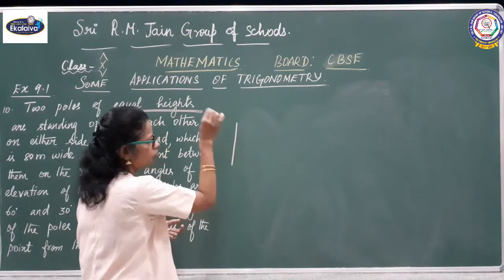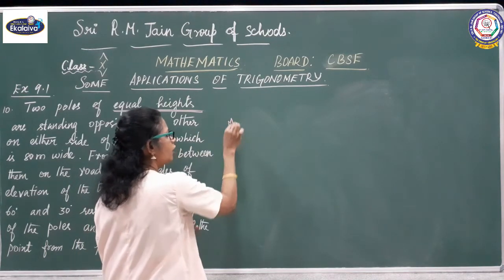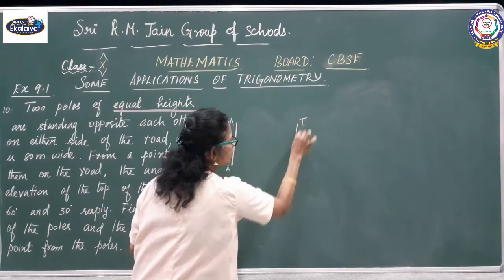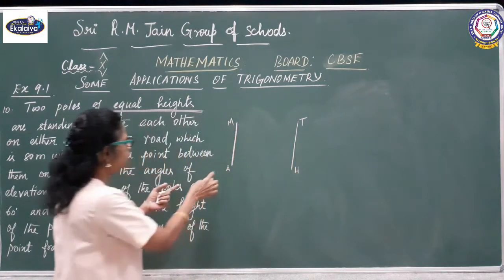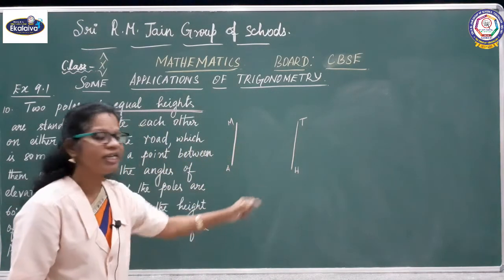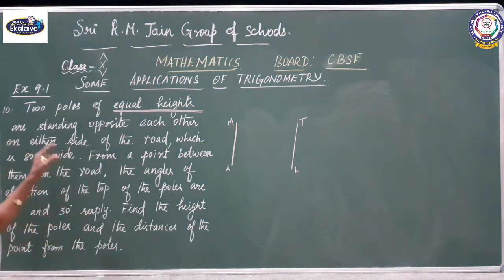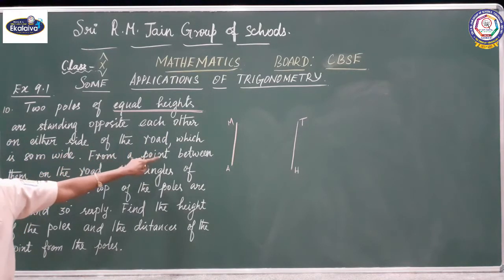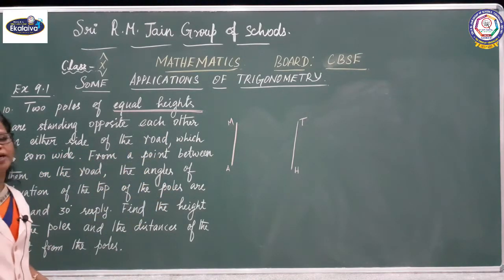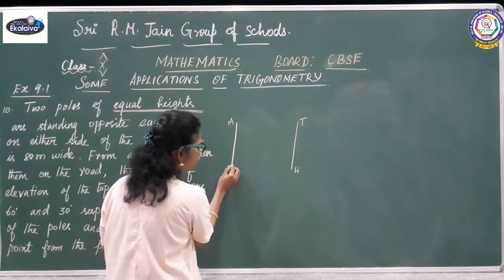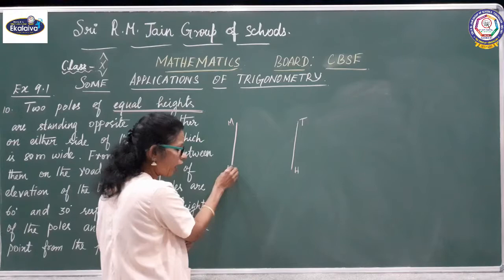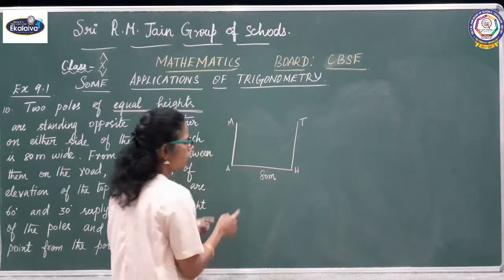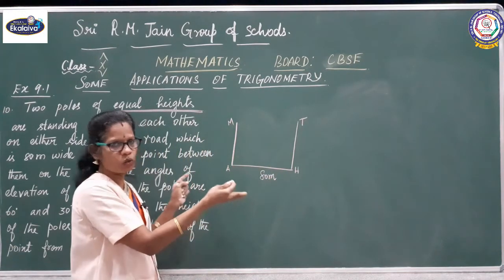So, this is one pole, you have to label it MA. This is another pole, TH. The distance between the foot of the pole is 80 meter. How I said this? Here it is given that the poles are standing opposite each other on either side of the road which is 80 meter wide, right? So, the distance between the foot of the pole A to H is 80 meter. This is the road, the width of the road.